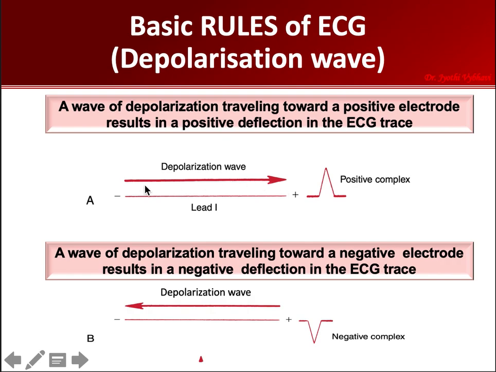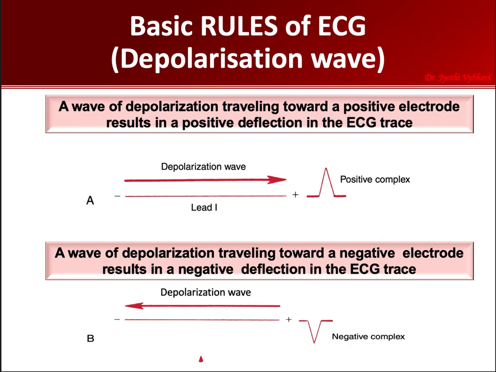If this wave of depolarization is traveling towards a positive electrode, in the upcoming classes we'll see how the positive and negative electrodes are placed on the body surface. For example, we put a positive electrode on the left leg, and a negative electrode on the right arm. Why we put these electrodes like this, we'll study later.